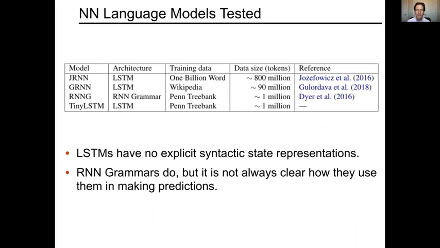Gulordava et al. is trained on 90 million words. That's sort of a childhood's worth of data of Wikipedia text. And Jozefowicz et al. on an order of magnitude more than that of web text. This is about a human lifetime's worth of data.